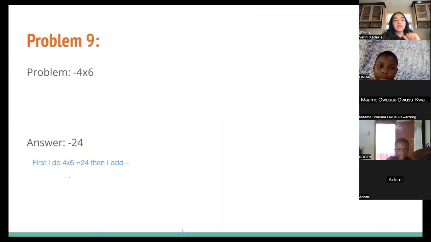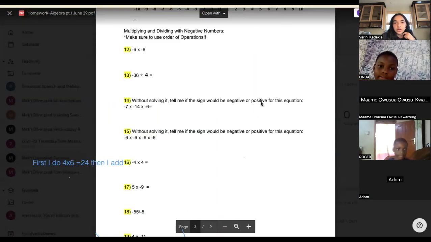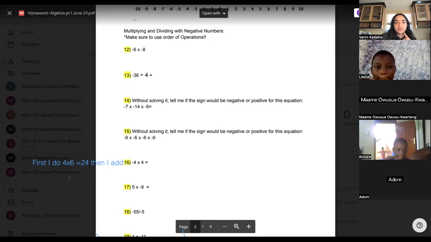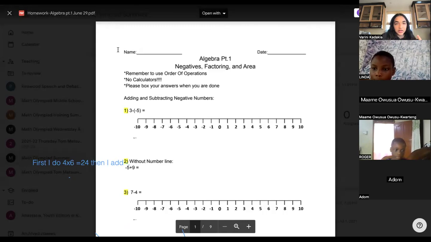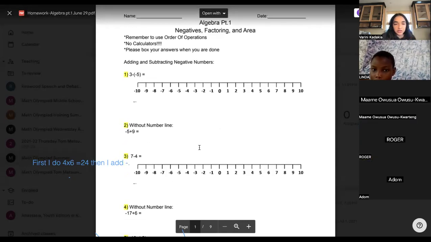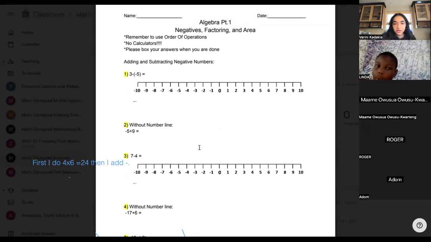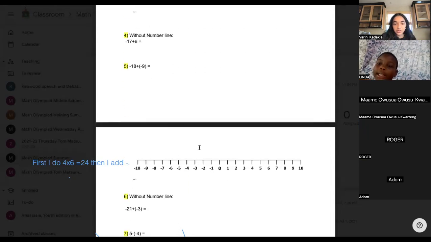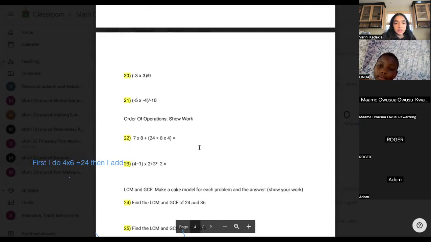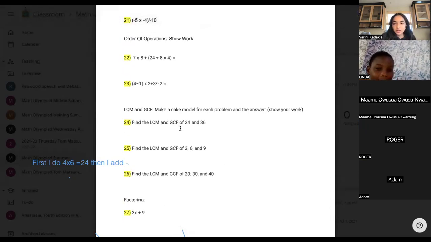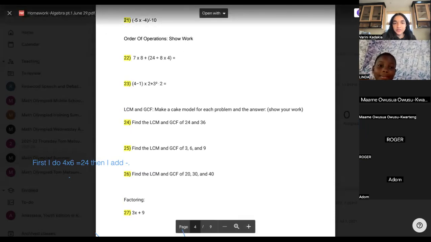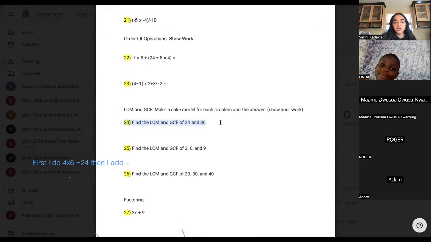Okay, then I think that's it for today. I think we got through everything really fast. So, do you guys want to get a jump start on your homework? We can do some of the homework questions together. Do you guys remember how to do LCM and GCF? Yes. Do you guys want to try question 24? This is on your homework.